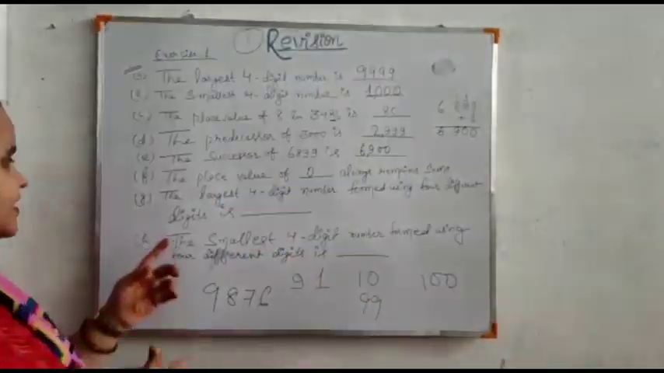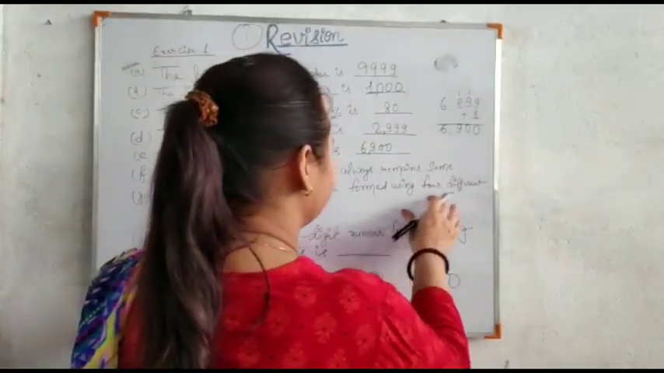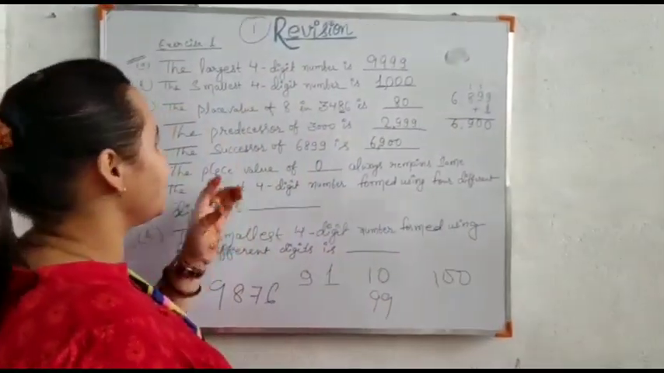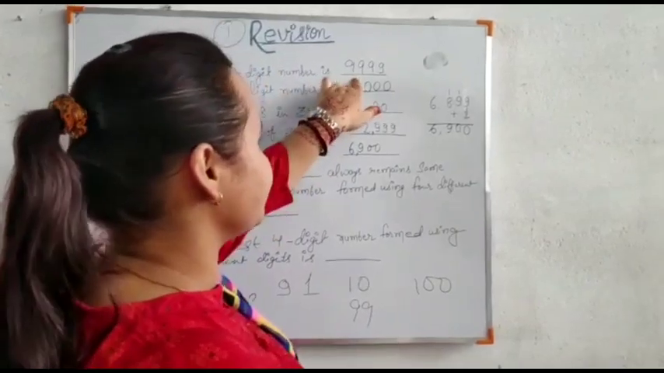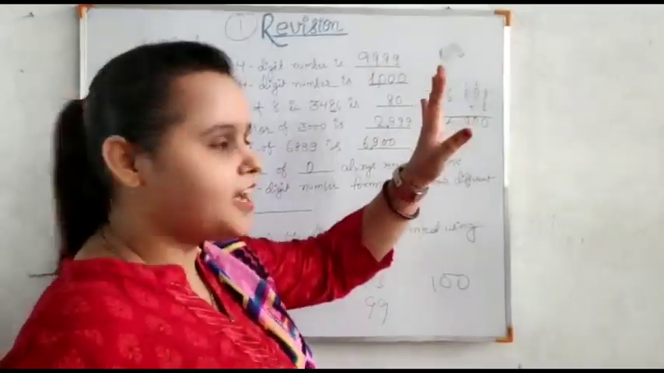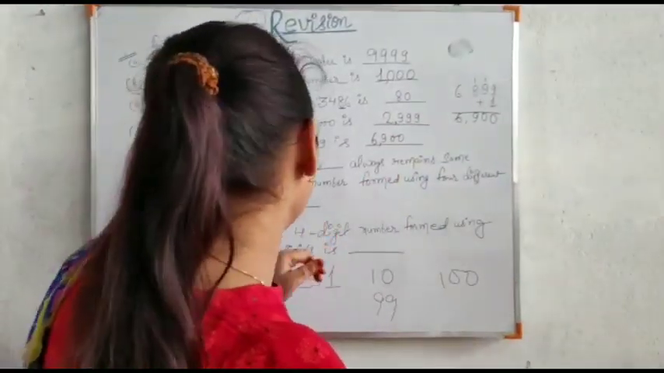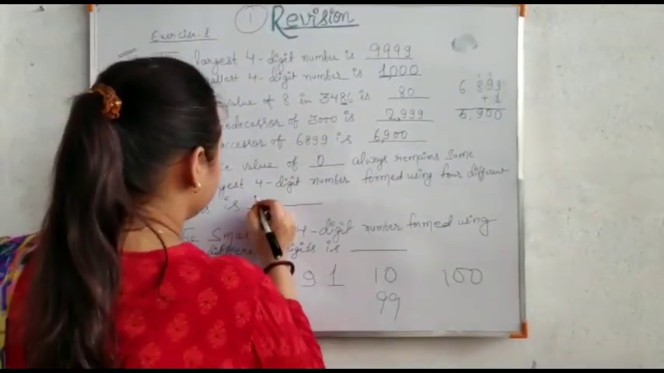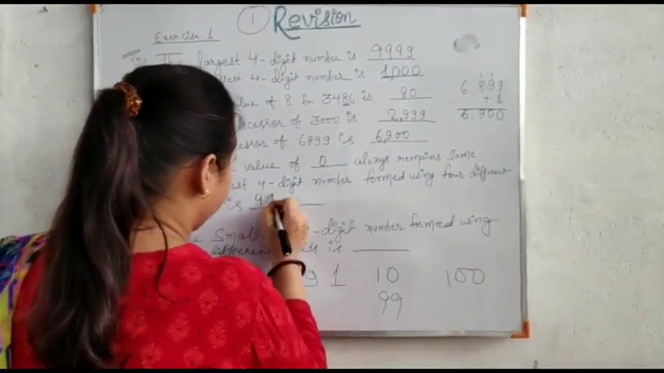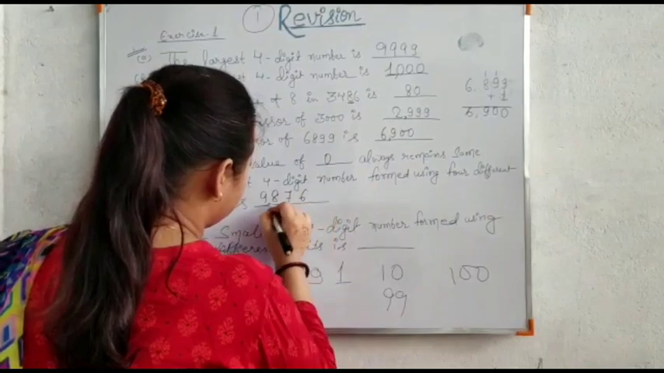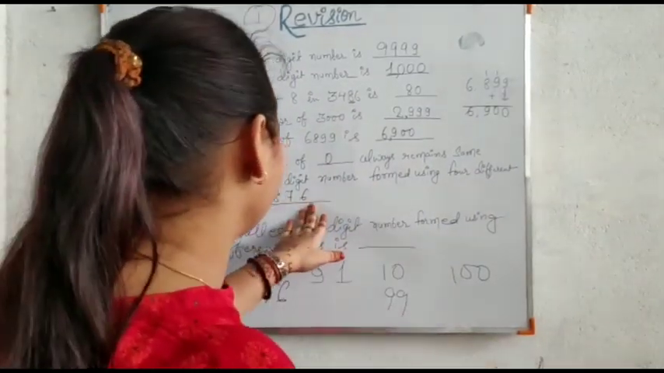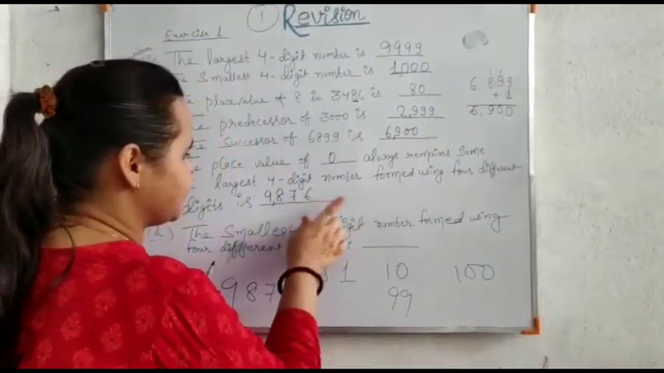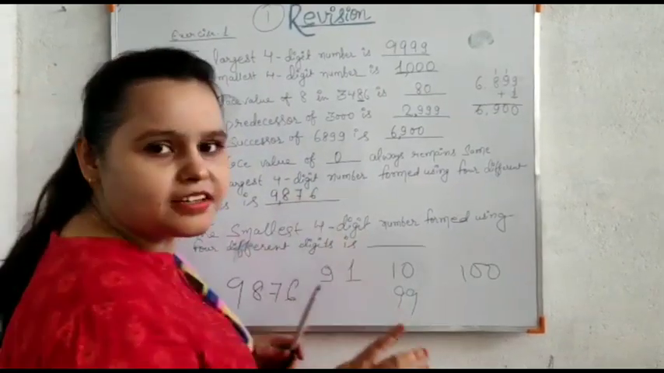Next question: the largest 4-digit number formed using 4 different digits. The largest 4-digit number is 9,999, but with 4 different digits, the largest 4-digit number is 9,876. These are different digits: 6 different, 7 different, 8 different, 9 different.